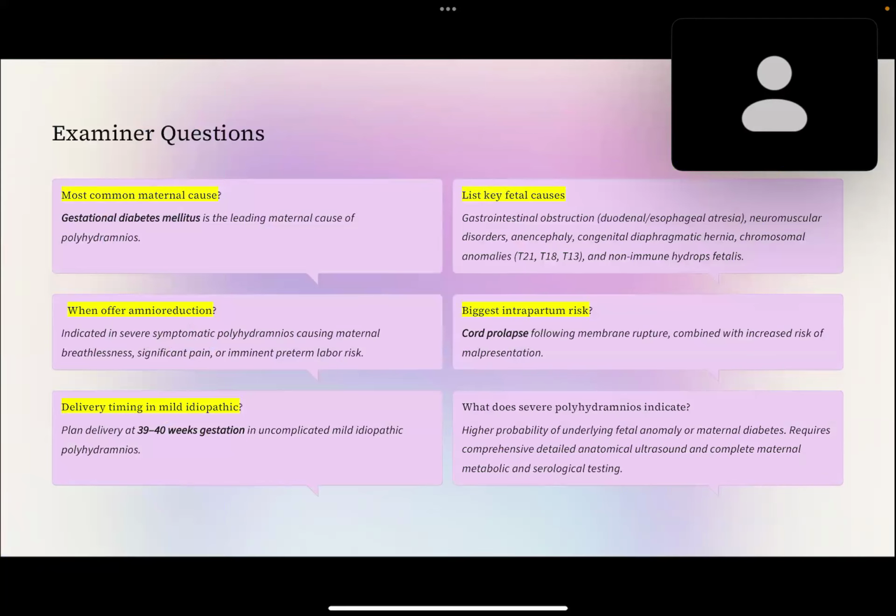Most important cause is diabetes. When to ask for amnio reduction, we already discussed. If it is idiopathic, no complication, and the baby is normal size, we take them to 39 or 40 weeks and let them deliver spontaneously. Just tell them the risk of cord prolapse if it is mild. Then fetal causes, and the biggest intrapartum risk is cord prolapse. This is the examiner's key.